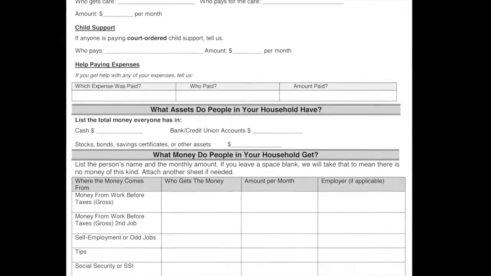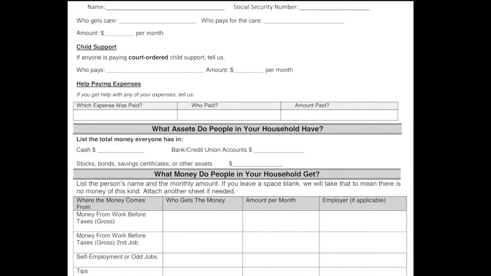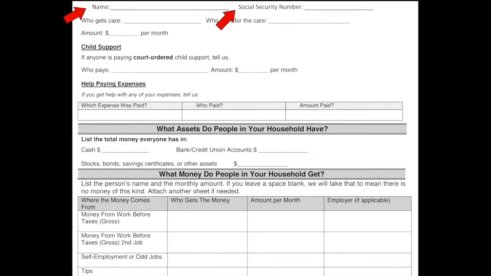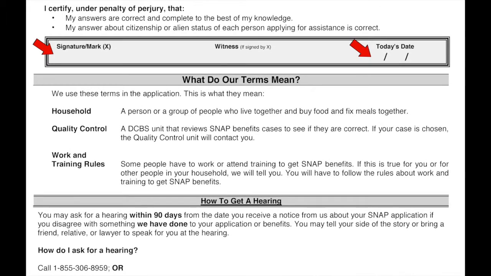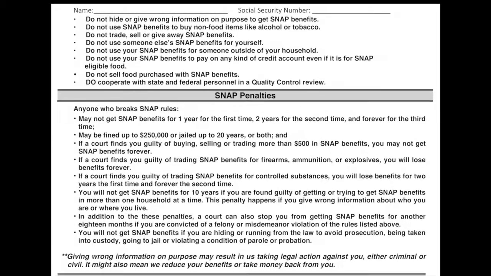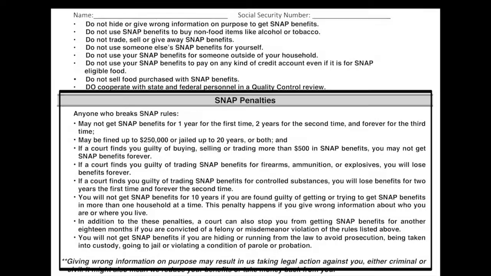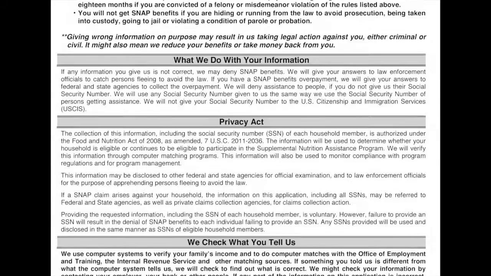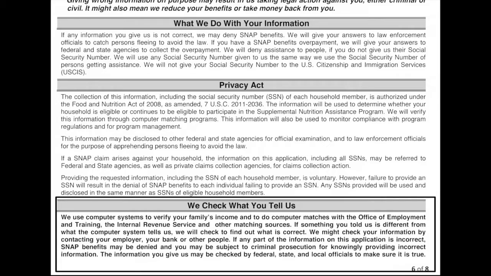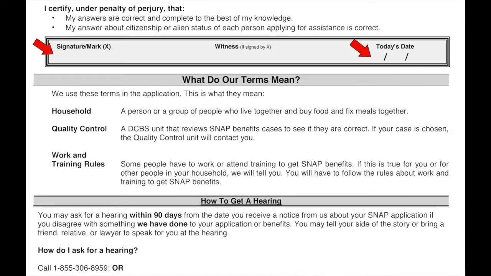Before giving the application to the client, be sure that you put the client's name and Social Security number at the top of each page. Also, make sure that the client signs in the signature box that is located on page 7. Next, the client needs to read over the following sections: SNAP rules, SNAP penalties, what will be done with your information, the Privacy Act, and we check what you tell us. Next, the client should add their signature and date.